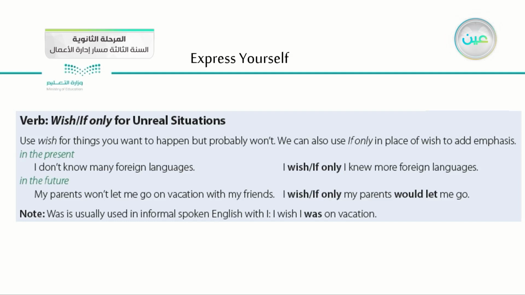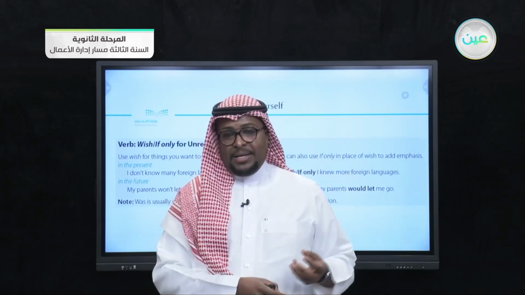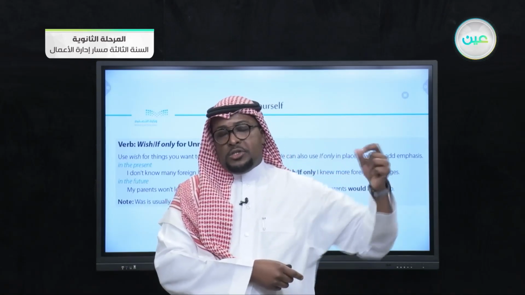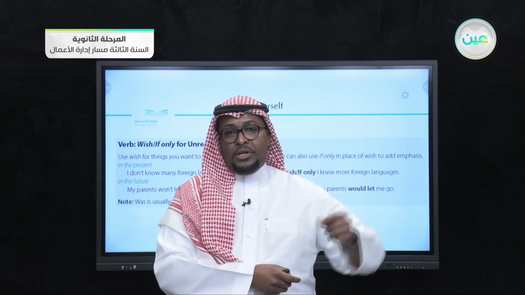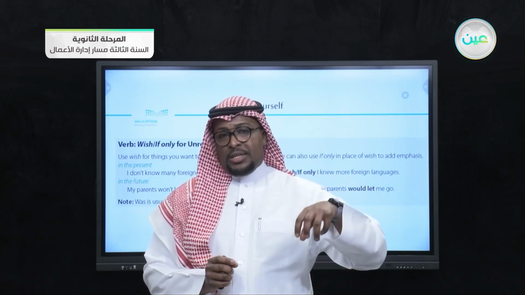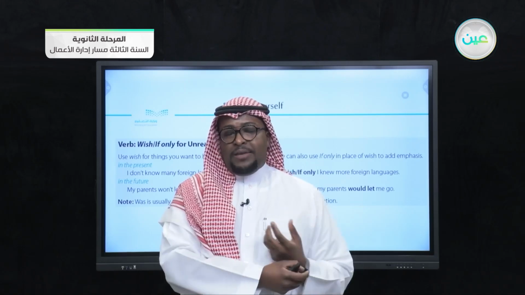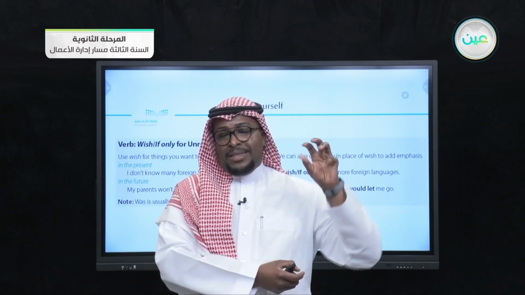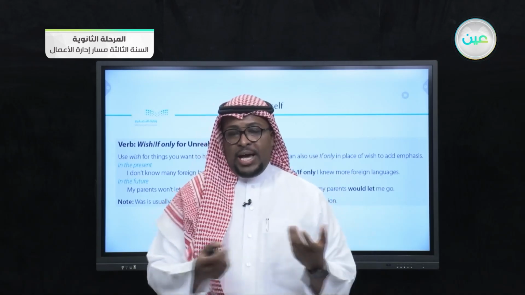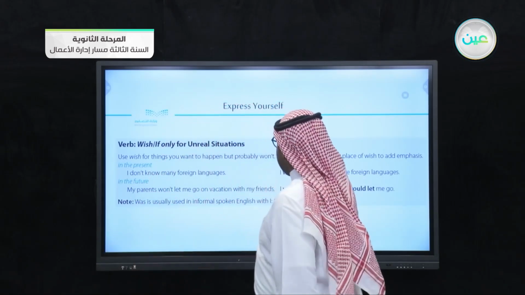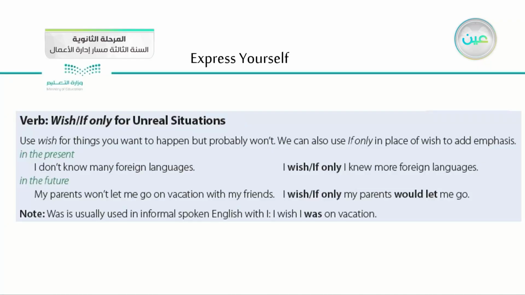"Was" is usually used in informal spoken English, as in "I wish I was on vacation." So this is very important. Whenever you want to mention something in the past, and you start your statement with the pronoun I, you may use "was," but this is informal and spoken. The correct way to use the verb is actually "were," as in "I wish I were on vacation." So this is informal spoken English.